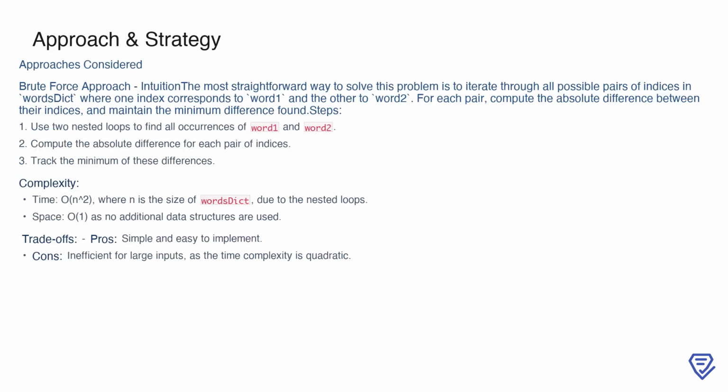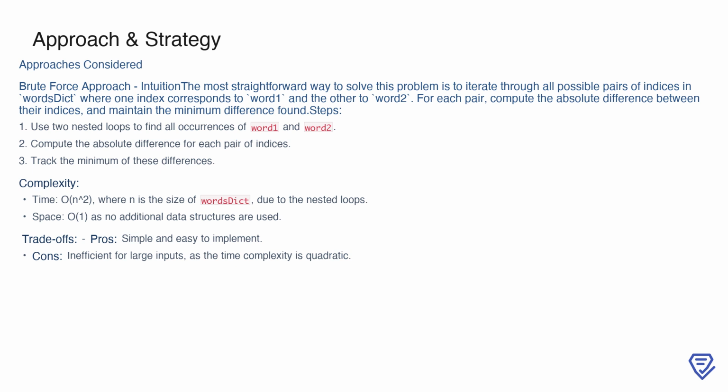To start, we can consider the brute force approach. This method is straightforward and relies on iterating through all possible pairs of indices in the array. The goal here is to find every occurrence of the two target words, word1 and word2, and then calculate the absolute difference between their indices. By doing this for all pairs, we can determine the smallest difference. The steps are simple: use two nested loops to locate all the indices for both words, compute the absolute difference for each pair, and keep track of the minimum difference.